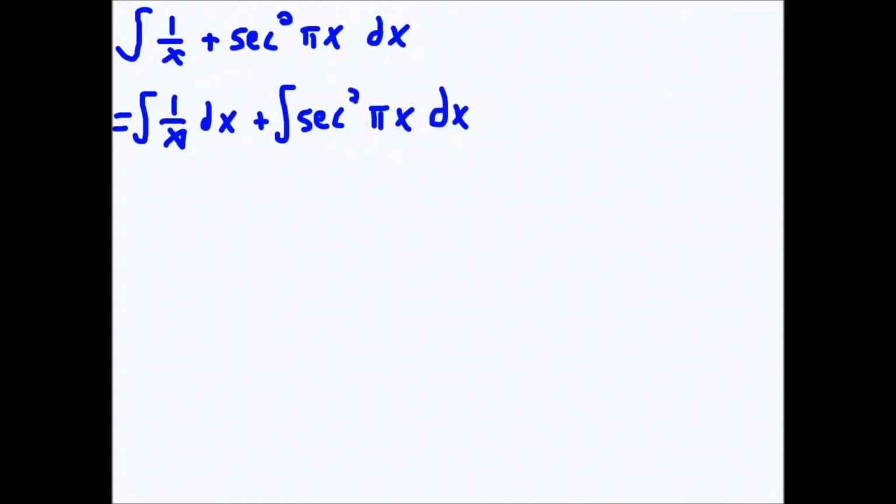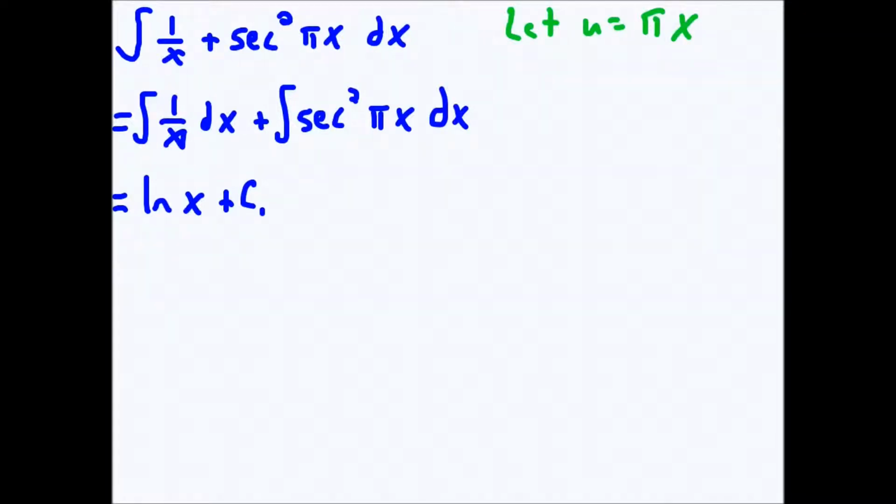I know that this first one, the integral of 1 over x dx, is equal to ln of x plus c1. But this other one over here, secant squared of pi x, isn't as nice. If it was just secant squared of x, I could say, oh, the integral of secant squared of x is simply tangent of x. But this pi combined with the x is kind of throwing that off, which is why we need u substitution. So if we let u equal pi x, then that means that its derivative du over dx is going to equal pi.